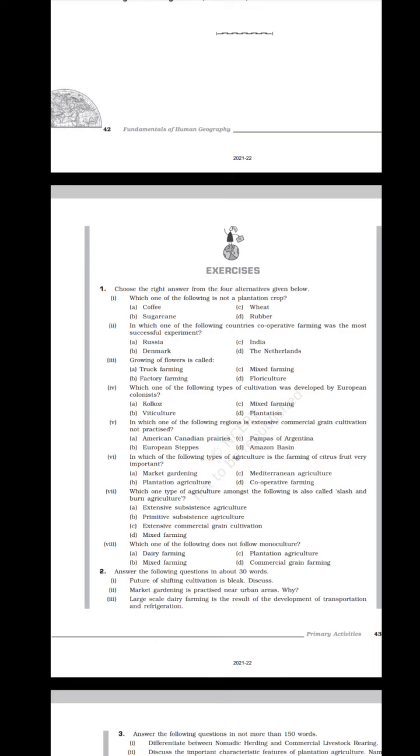Which one of the following does not follow monoculture? Dairy farming, plantation agriculture, mixed farming, commercial grain farming. Answer the following questions in about 30 words. Future of shifting cultivation is bleak. Discuss. Market gardening is practiced near urban areas, while large scale dairy farming is the result of the development of transportation and refrigeration.